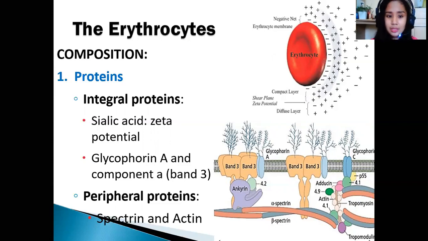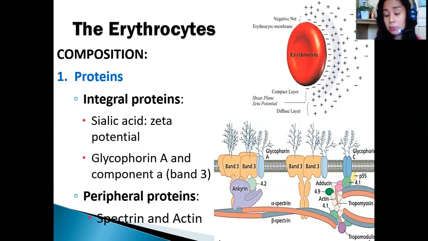So, the sialic acid provides the zeta potential, which confers a negative charge so that your red blood cells will not aggregate. Sialic acids will provide the zeta potential so that your red blood cells will not aggregate to each other. Para hindi sila magdikit-dikit. So, zeta potential. Galing no, class. Kaya hindi sila nagdidikit-dikit.